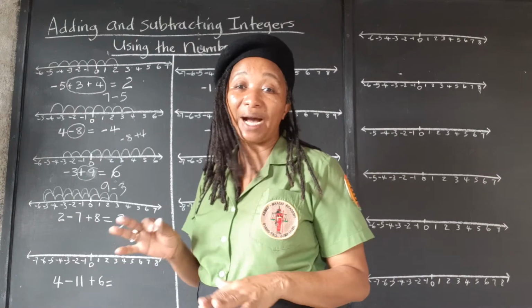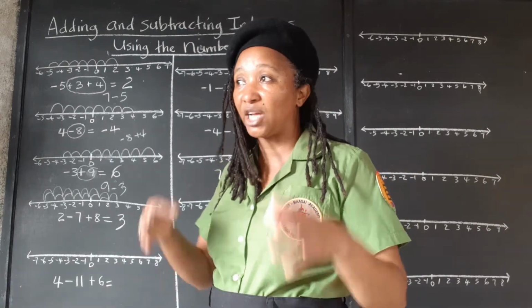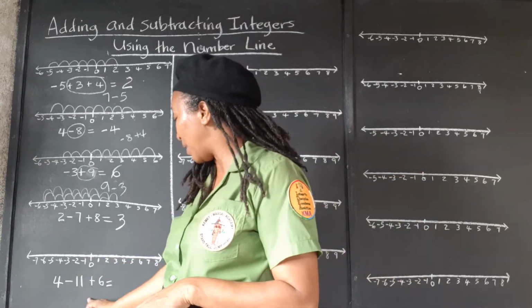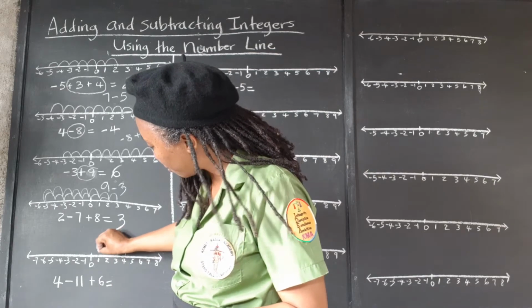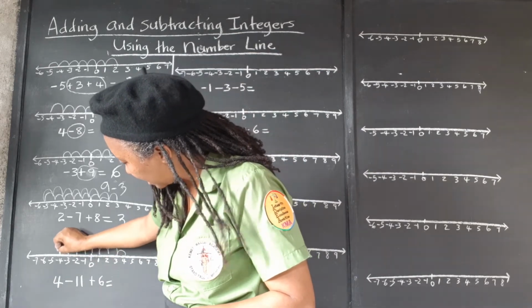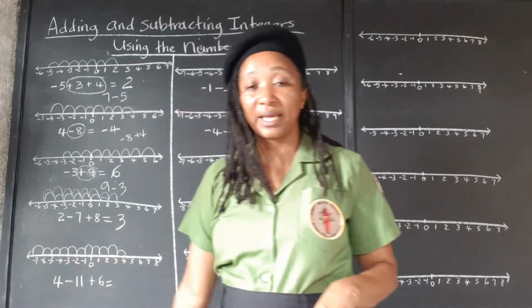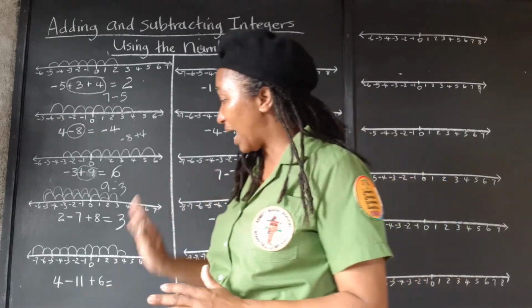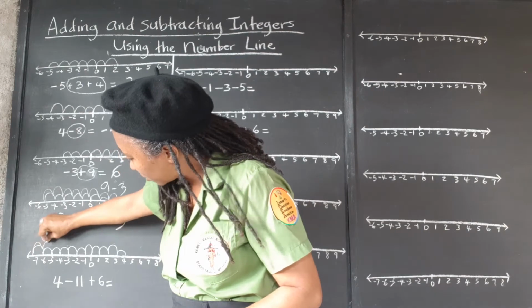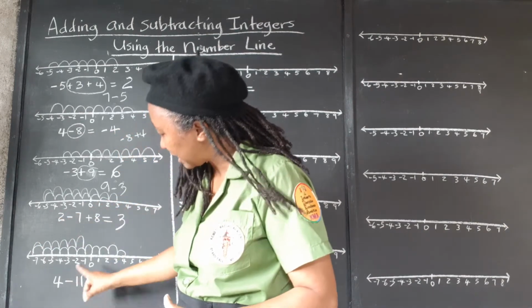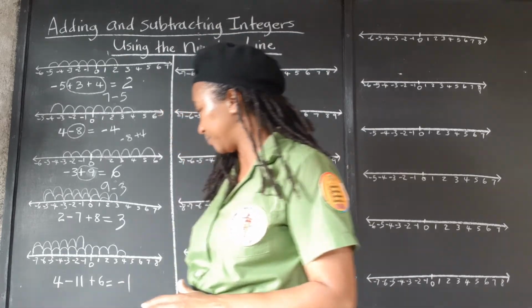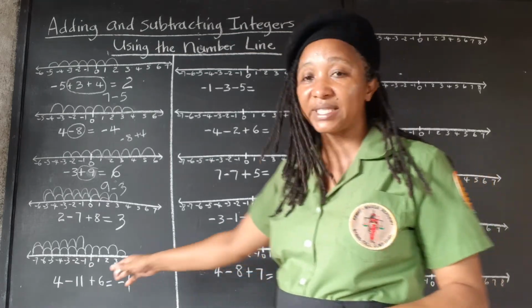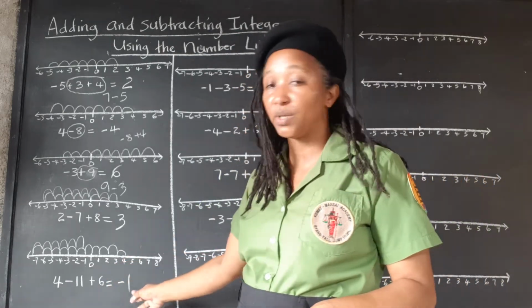So I want you to pick up the patterns so that it will be easier for you. You can just work it in your head. Once you start picking up these patterns, 4 take away 11. So 4, 1, 2, 3, 4, 5, 6, 7, 8, 9, 10, 11. That's negative 7. And then we're going to add 6, so we're moving back to the right. We're adding, so from negative 7, 1, 2, 3, 4, 5, 6. That takes us to negative 1. So 4 take away 11 brought us to negative 7. And then the negative 7 plus 6 takes us to negative 1.